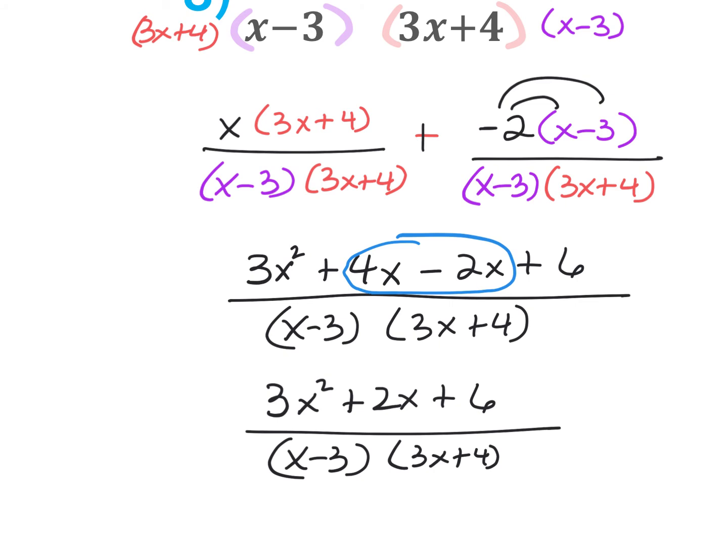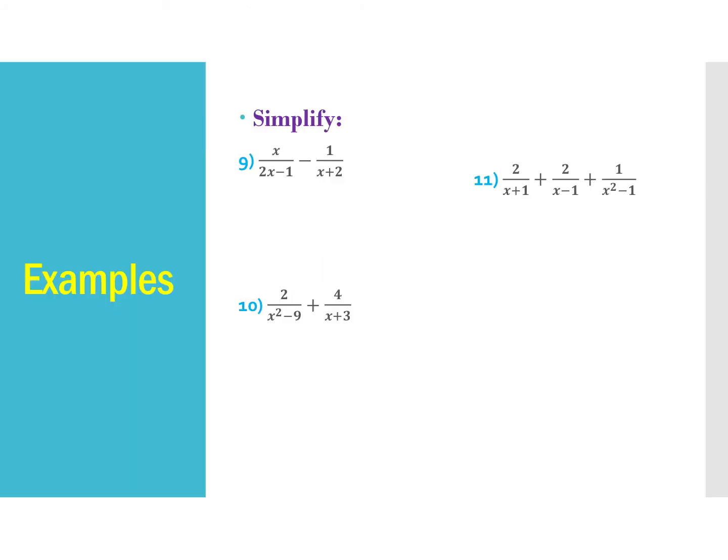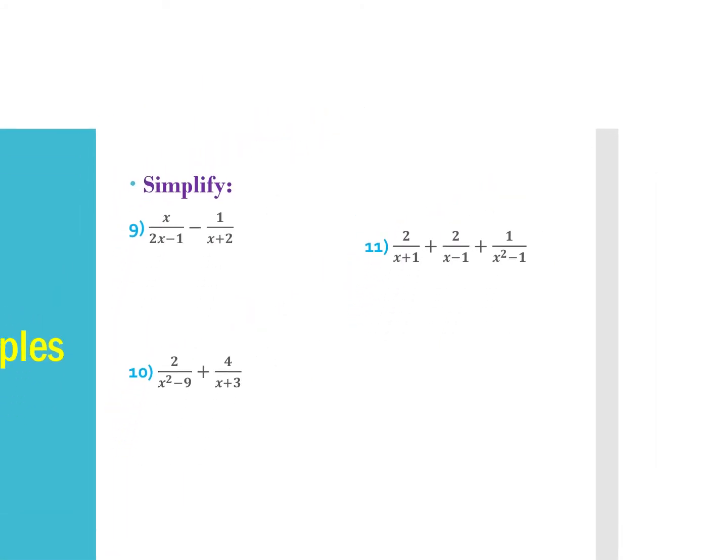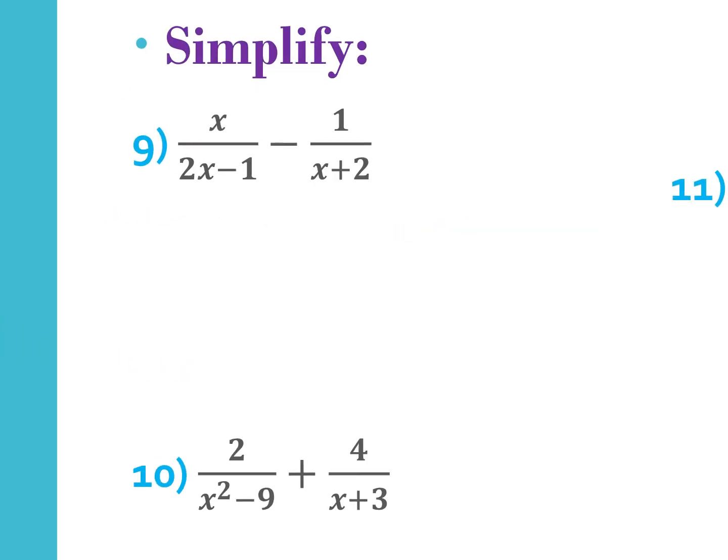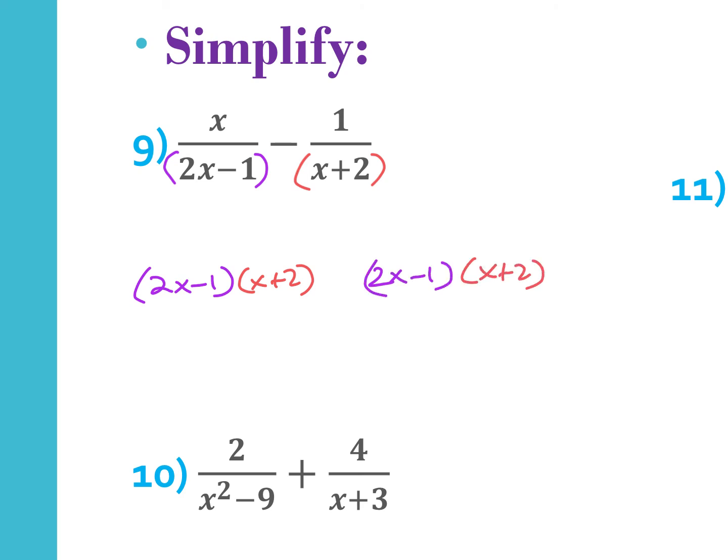Let's try 3 more examples and then we're done. So for number 9, same idea here. I got 2 binomials in my denominator. So that's what's going to be my common denominator. So I'm going to have 2x minus 1 times x plus 2, and then 2x minus 1, and then x plus 2.